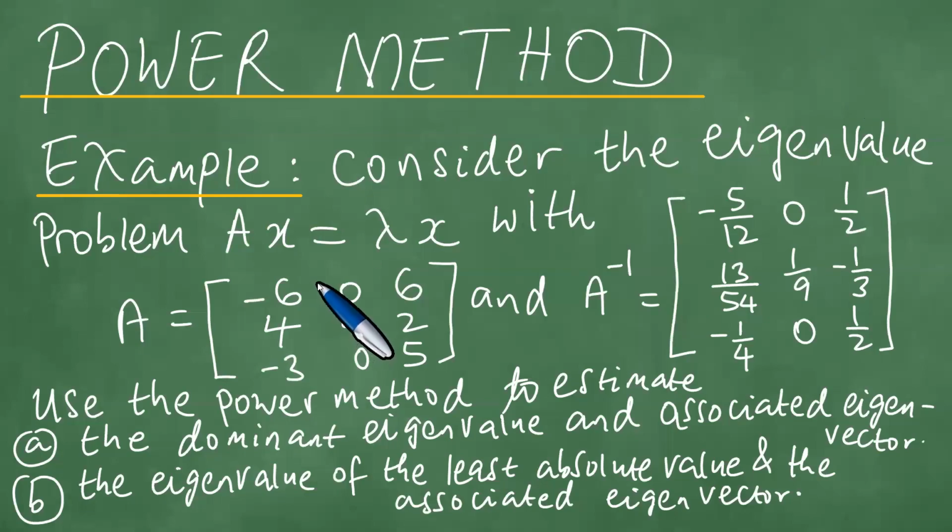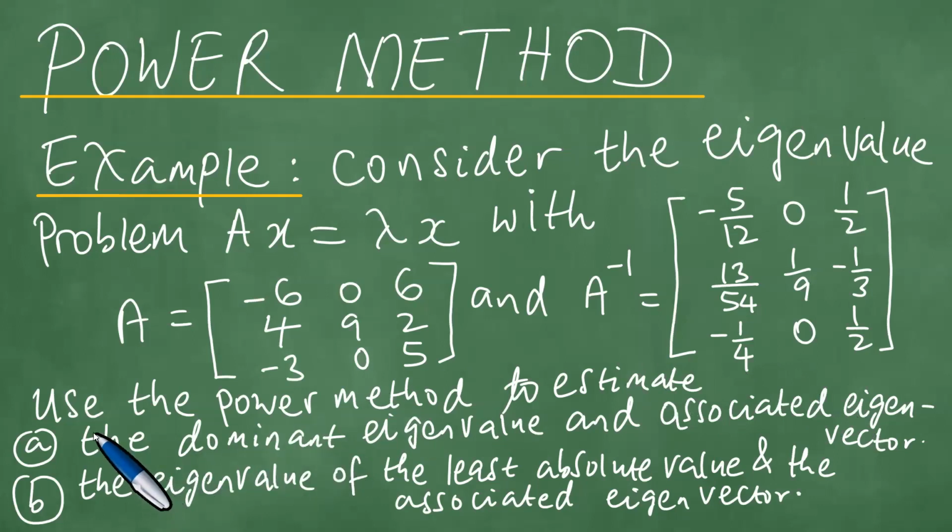Right, we are focusing on the power method for our start today, and we're going to be looking at many more things that remain extremely important. But in this example, we consider the eigenvalue problem Ax equals lambda x with the matrix A, which has the entries shown there, and the inverse with the entries shown there.